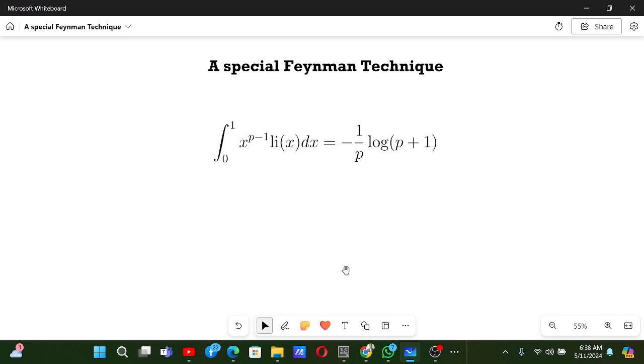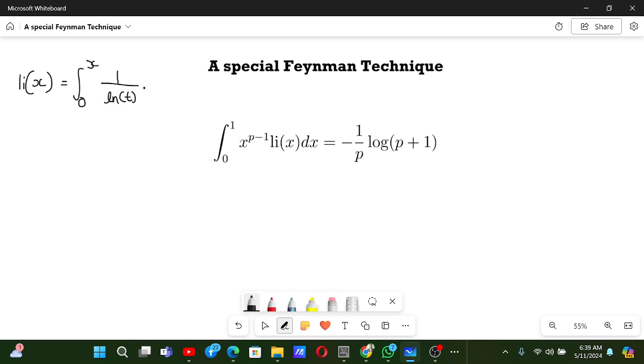A special Feynman technique. Okay, so we have an integral from 0 to 1 of x^(p-1) li(x) dx. If you don't know about the li function, li(x) is basically the integral from 0 to x of 1/ln(t) dt. Yes. Please don't be confused with the big Li function, which is something different. Yeah, big Li function. It also has a subscript, let's say p.